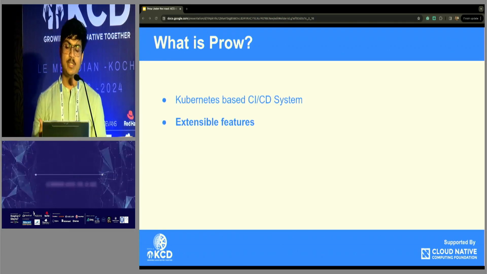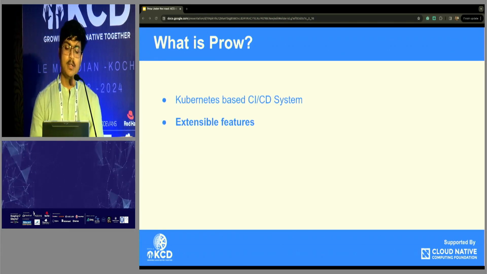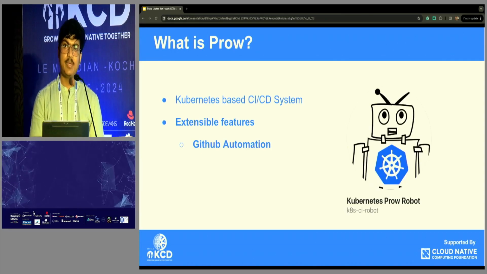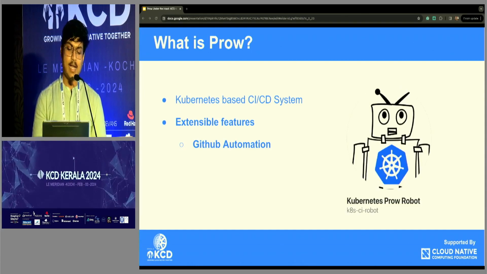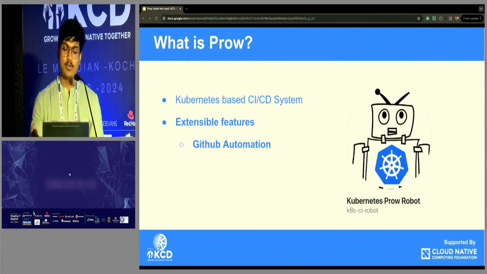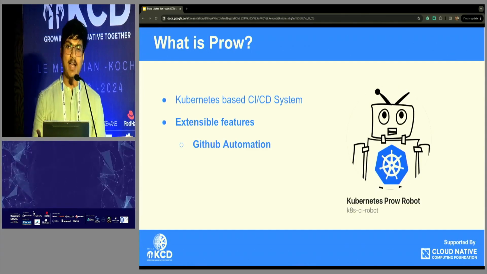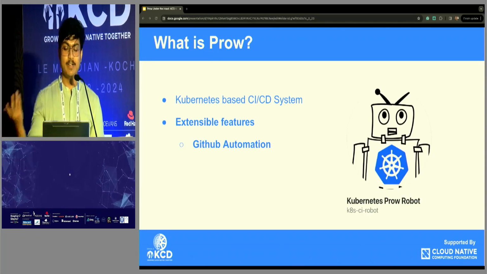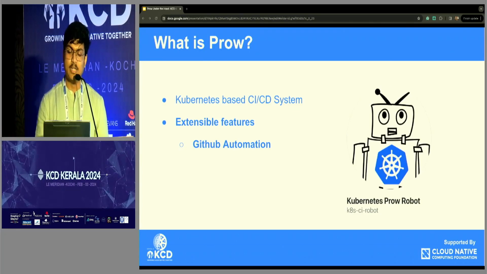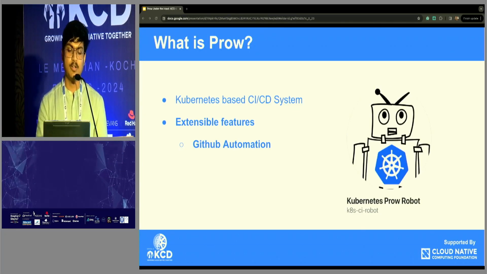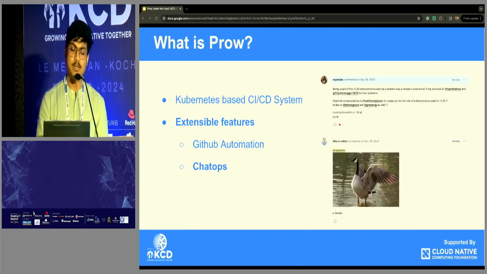And it comes with features that can be extended, like the GitHub automation that we have. So this is the robot that you might have already seen. From here and now, you raise a PR, it comments back. If it's your first PR, it greets you. And it does all the automated stuff like merging and all that. So that's one of the features that Prow comes with, the GitHub automation.